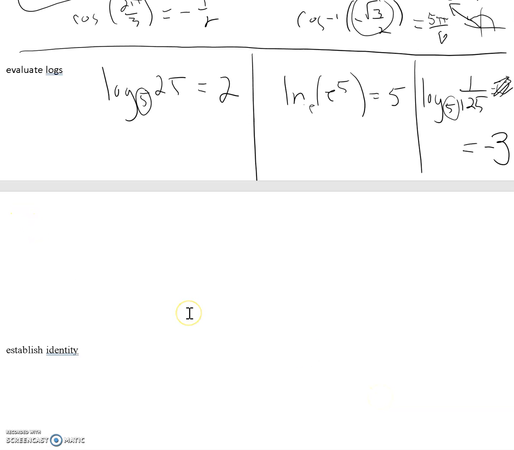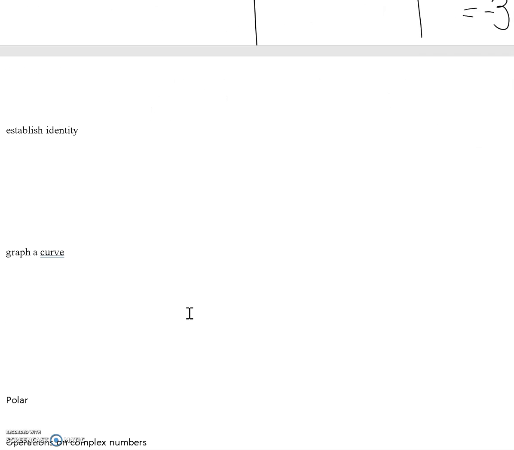Moving along. Identity, come back to that one. Let's do a graph. I want you to graph y equals negative 3 sine of negative 4x plus pi.